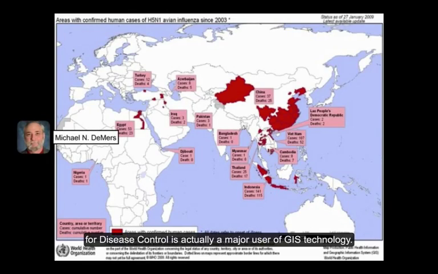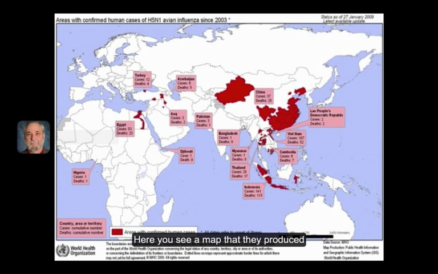The Centers for Disease Control is actually a major user of GIS technology. Here you see a map that they produced dealing with avian flu across the globe. As you might expect, this is also taking place this year as they examine the movement of the influenza virus, a rather nasty one, across the United States.